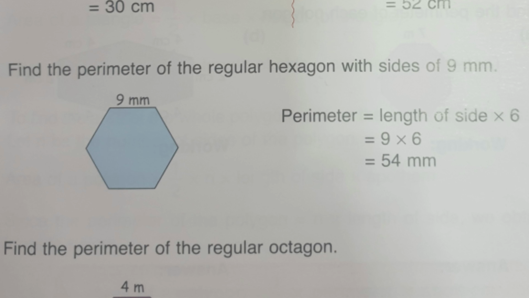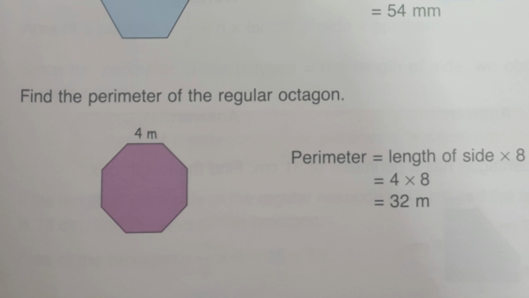The third example is a hexagon, having each side measuring 9 millimeters. The perimeter of this regular hexagon is equal to 9 times 6, which is 54 millimeters. The last example on this page is a regular octagon. The perimeter of this regular octagon is equal to 4 times 8, giving us a product of 32 meters.